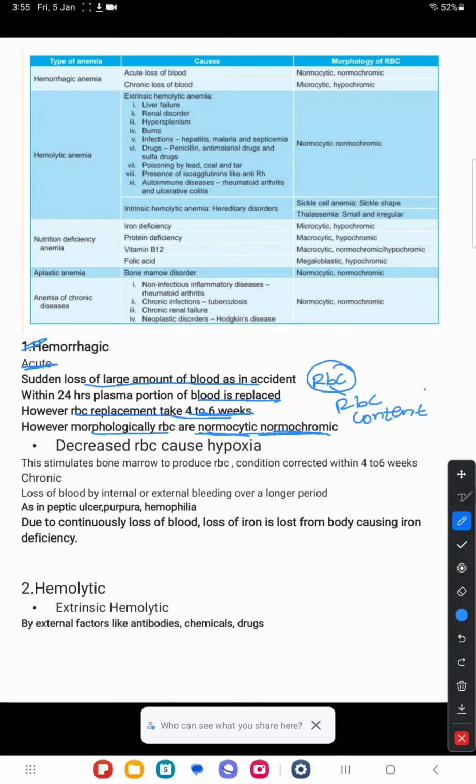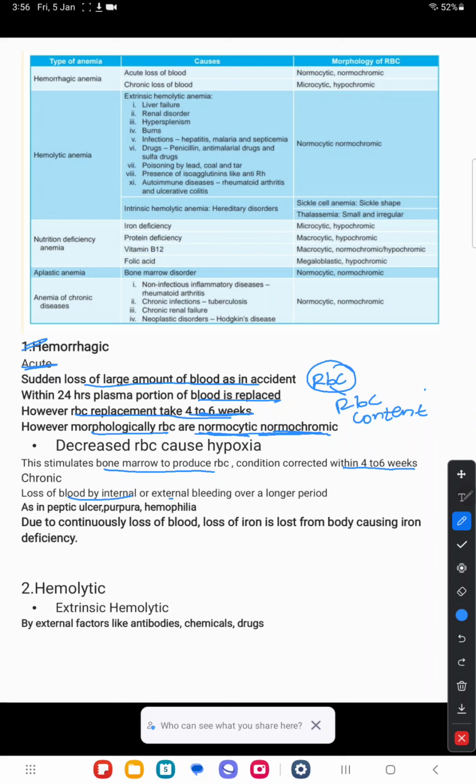Then chronic means a large or some amount of blood loss over a longer period of time. When there is loss of blood, there will be loss of RBC. This stimulates the bone marrow to produce RBC, and the condition is corrected within 4 to 6 weeks.